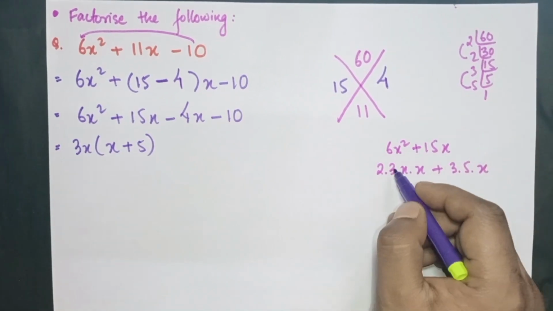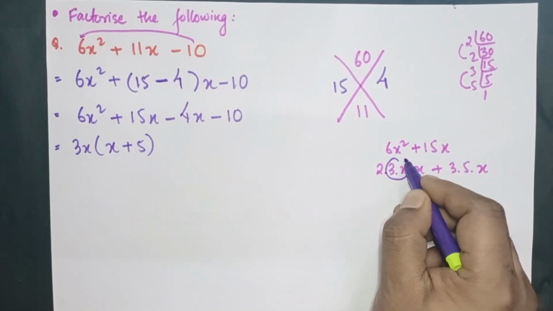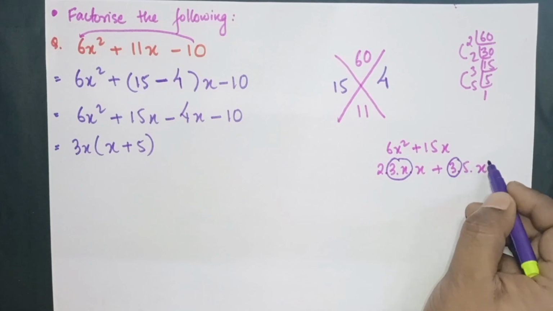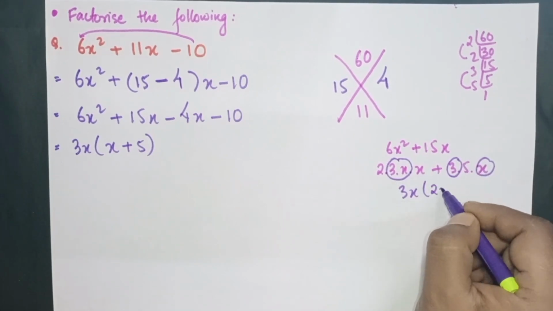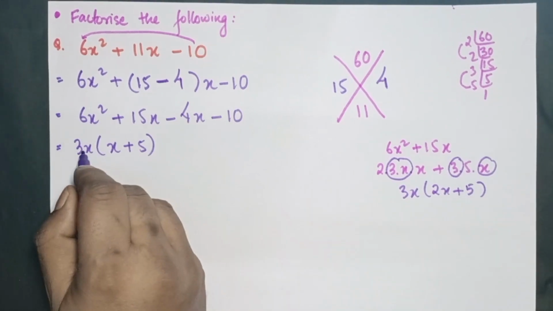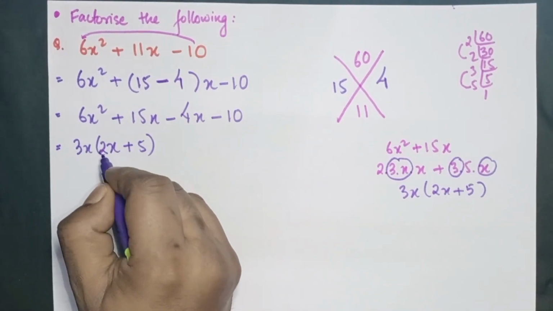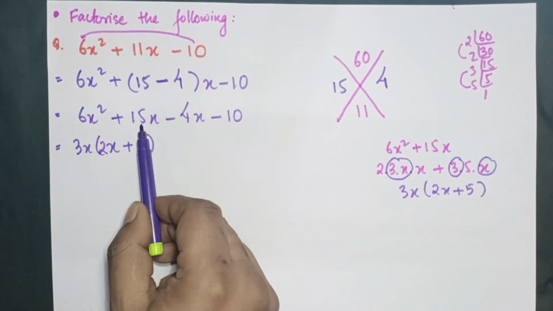So what is matching? You can see 3x is matching here. So you can see 3 and x. So I am taking out 3x. So what is left over? 2x and plus what is left over here is 5. So what I got, 3x common, so this will be 2x plus 5. Yeah, and you can think of dividing also. 3 2s are 6, 3 5s are 15.